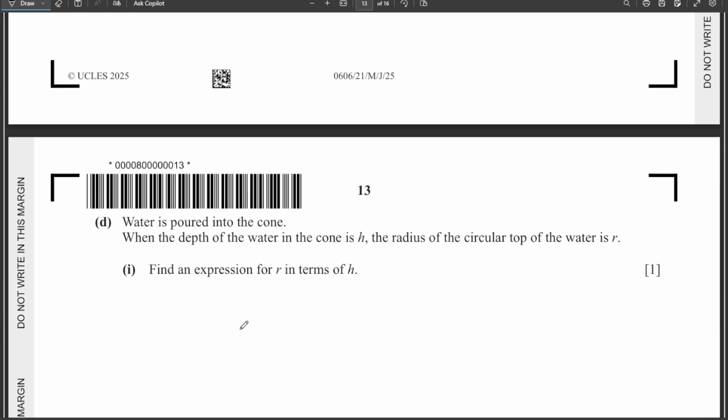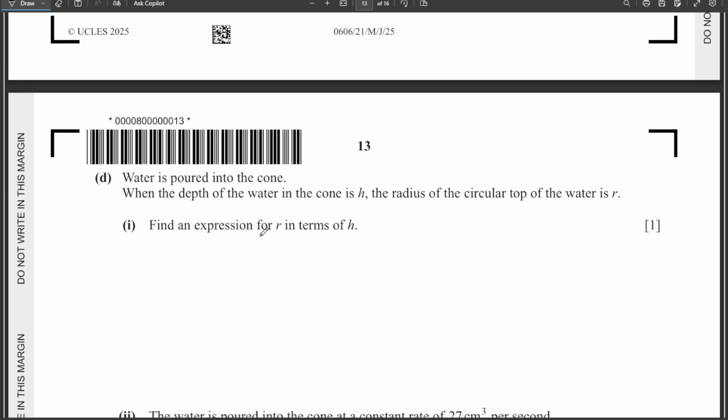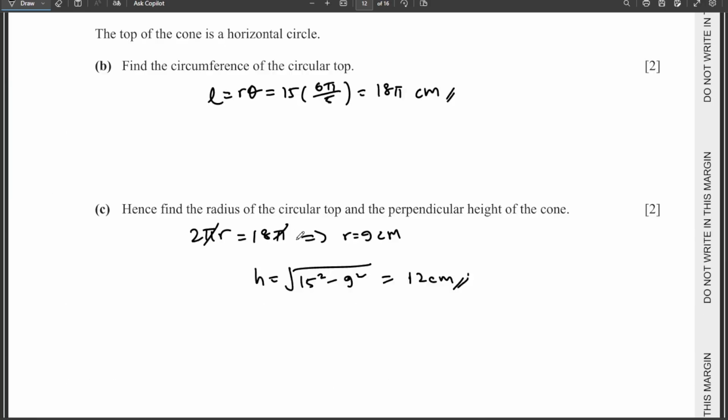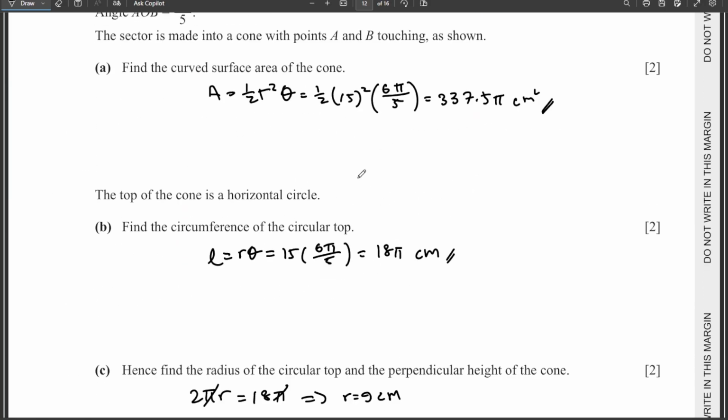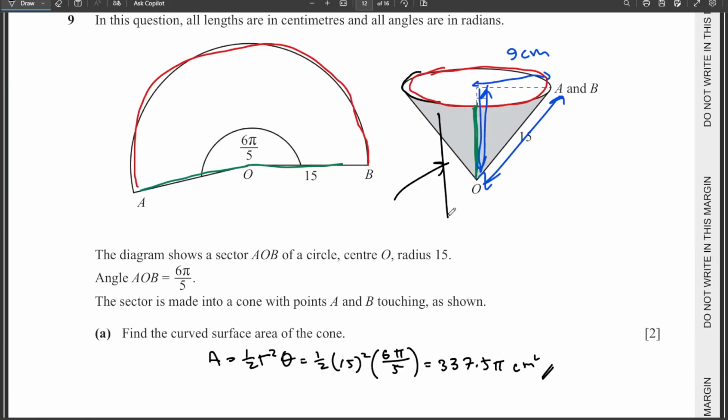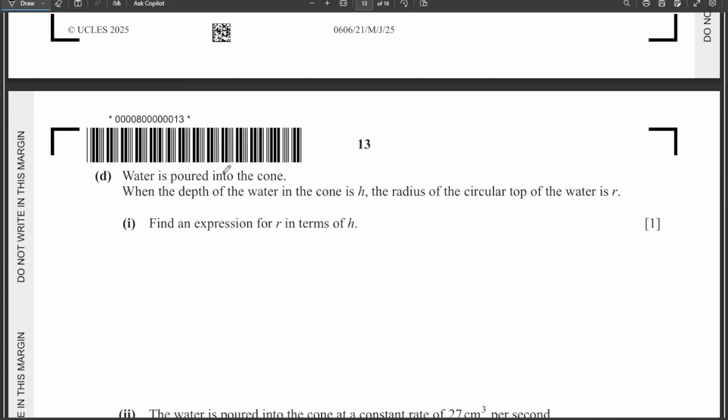Water is then poured into a cone. When the depth of the water is h, the radius is r. Find the expression of r in terms of h. So let's just look at it from the side view. Let's say we look at it from here. What we see is just a triangle.